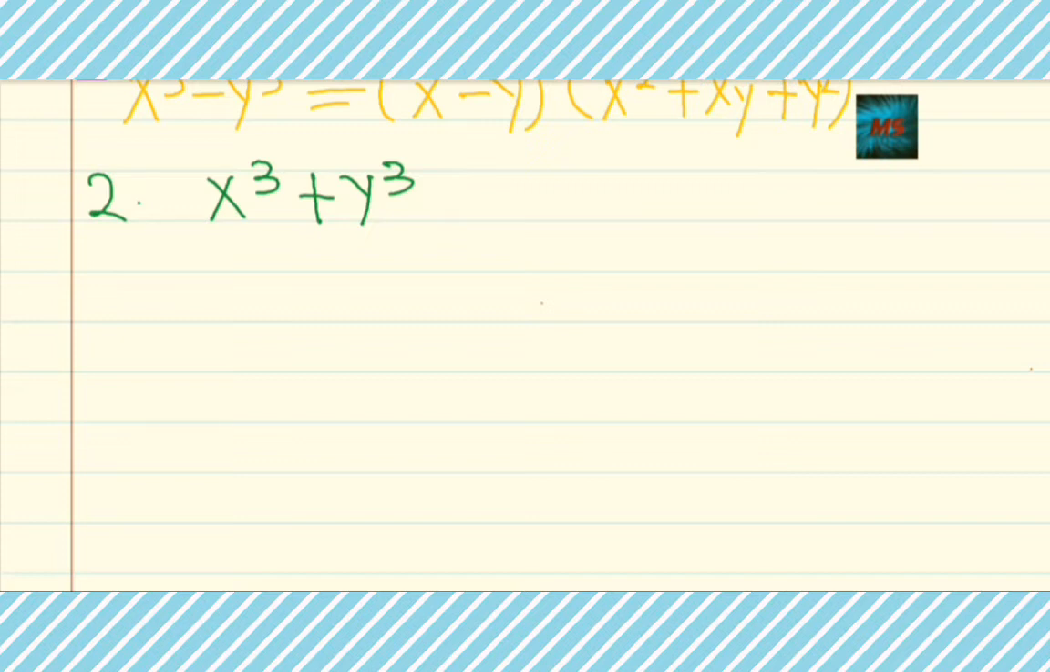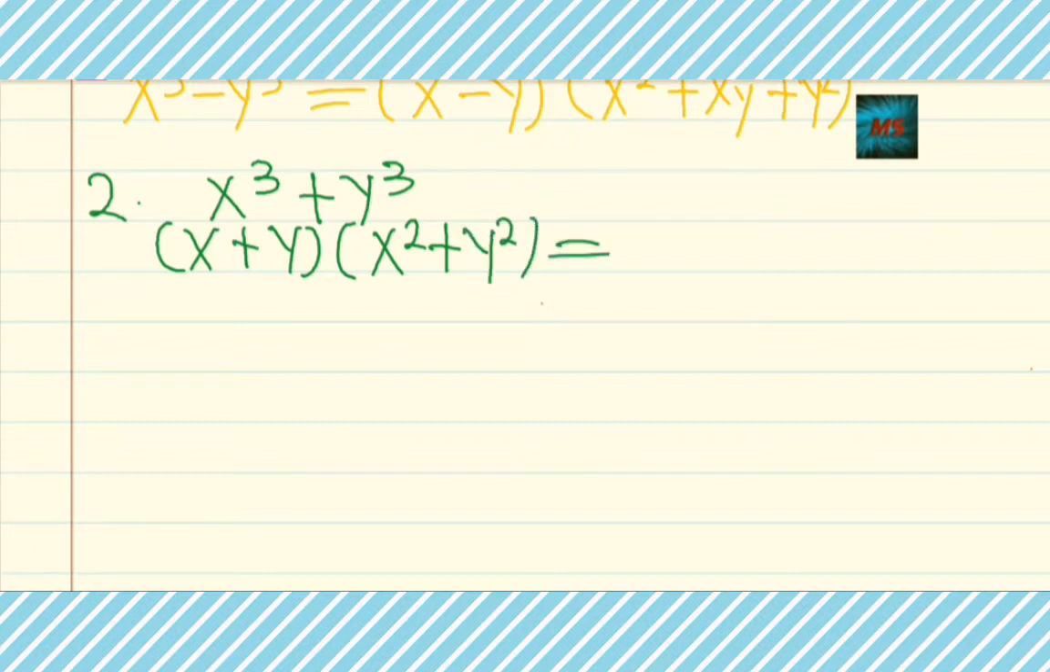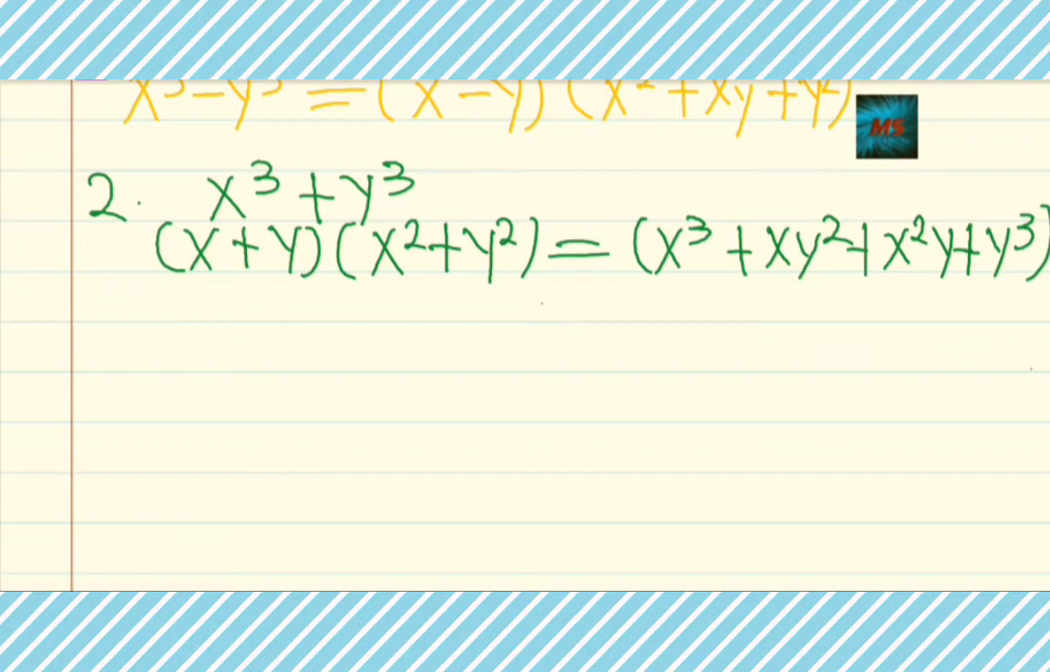x cubed plus y cubed can be rewritten as (x plus y)(x squared plus y squared). We multiply this out, we have x times x squared will be x cubed. x times y squared will be plus xy squared. y times x squared will be plus x squared y. Then y times y squared will be plus y cubed. We rearrange this equation.